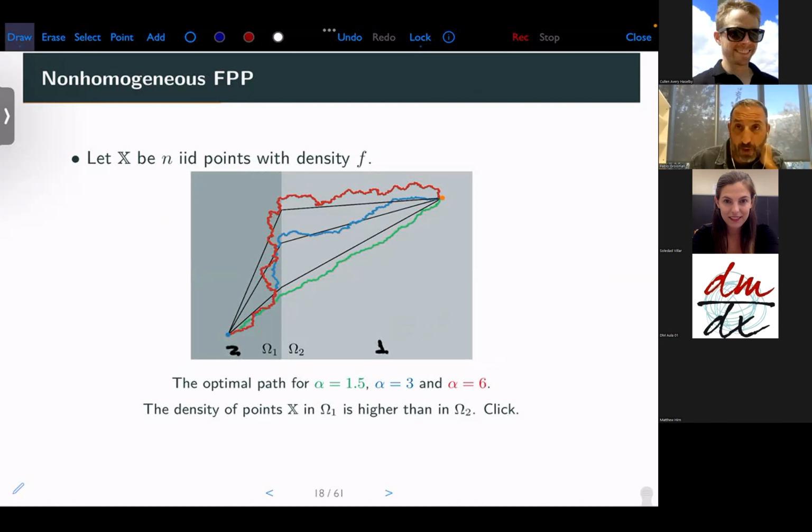And here what you get is the optimal path that is obtained for different values of alpha. The green one is alpha equals 1.5, the blue one is alpha equals 3, and the red one is alpha equals 6. So what you see is that the larger the alpha, the more you try to stay in omega 1, because it's the region where you do small jumps. So the larger the alpha, the more you do most of your path in that region, and you don't care about the total length of the path. And what you see in black is what you get in the limit, which is what we are going to talk about. What is the limit of these paths?